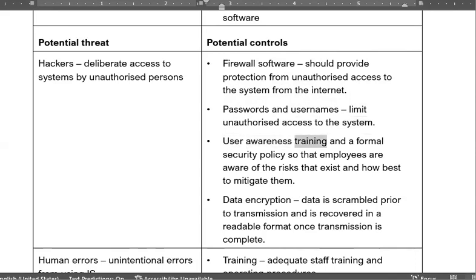User awareness training and a formal security policy, so that employees are aware of the risks that exist and how best to mitigate them. Data encryption: data is scrambled prior to transmission and is recovered in a readable format once transmission is complete.